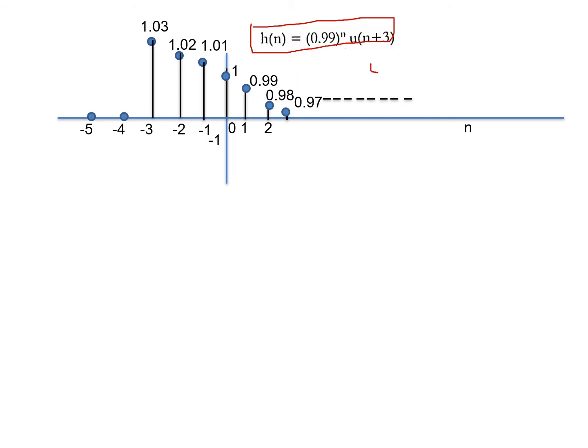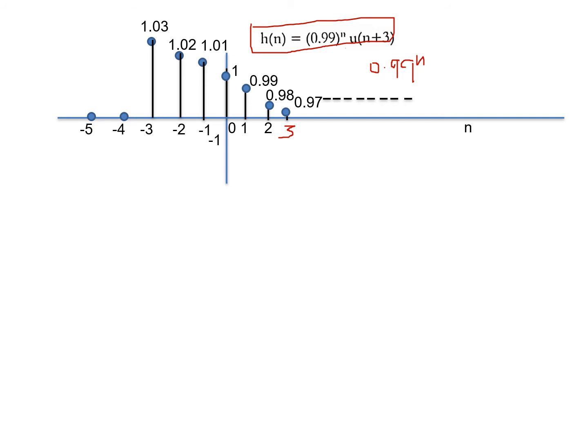These values, no. So 0.99 to the power of n. For example, put n is equal to 0, you will get 1. n is equal to 1, you will get 0.99. You put n is equal to 2, you will get 0.98. You put n is equal to 3, you will get 0.97. You put n is equal to minus 1, you will get 1.01.